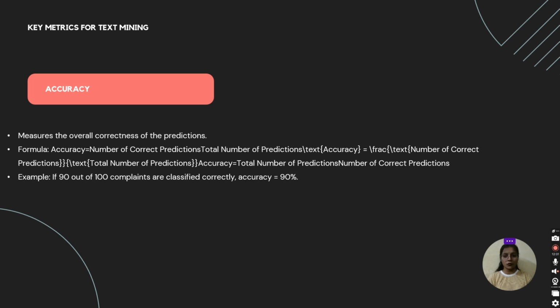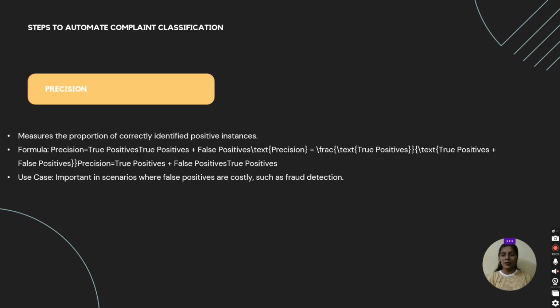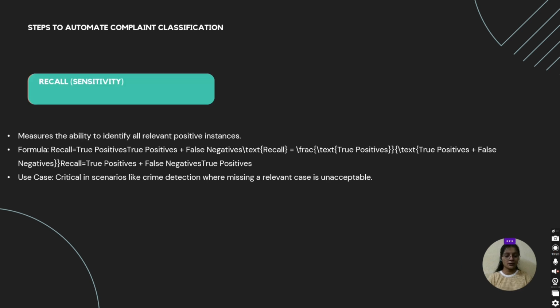Key metrics that are used for text mining involve accuracy. It measures the overall correctness of the predictions. The formula is the number of correct predictions upon the number of total predictions. For example, if 90 out of 100 complaints are classified correctly, accuracy will be 90%. Precision measures the proportion of correctly identified positive instances. The formula is given below and it is used in scenarios where false positives are costly, such as fraud detection.